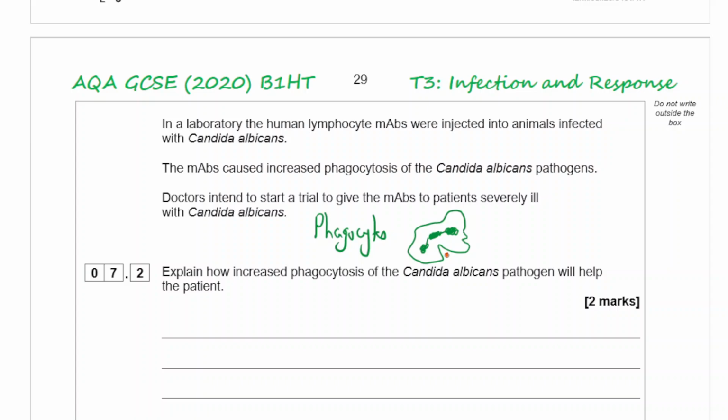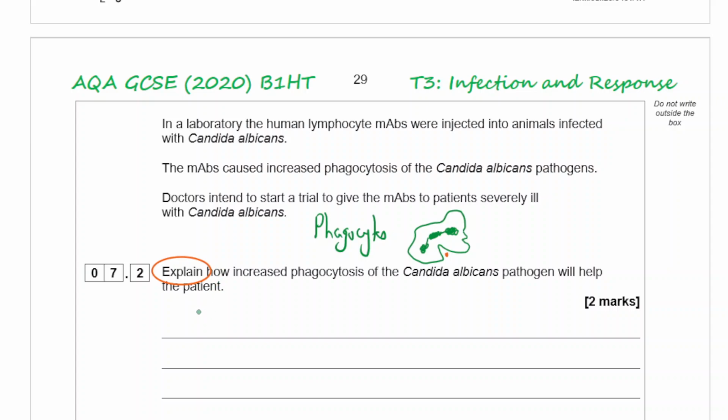And when it comes to the bacteria, this orange dot, let's say, is the bacteria, these white blood cells will simply engulf them by trapping them and basically digesting it using enzymes. So explain how increased phagocytosis of the Candida albicans pathogen will help the patients.